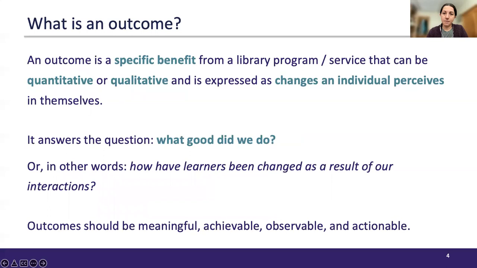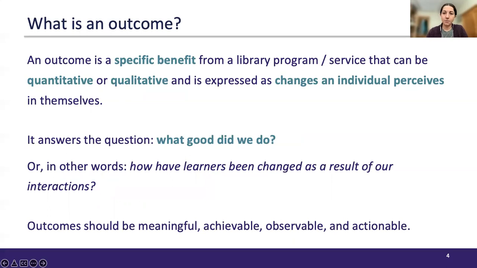Outcomes are a type of impact measurement. For Project Outcome, we define outcomes as specific benefits from library programs or services. They can be quantitative or qualitative and are expressed as changes individuals perceive in themselves. Outcomes help answer the question, what good did we do? Or another way of framing it is, how have learners changed as a result of our interactions?